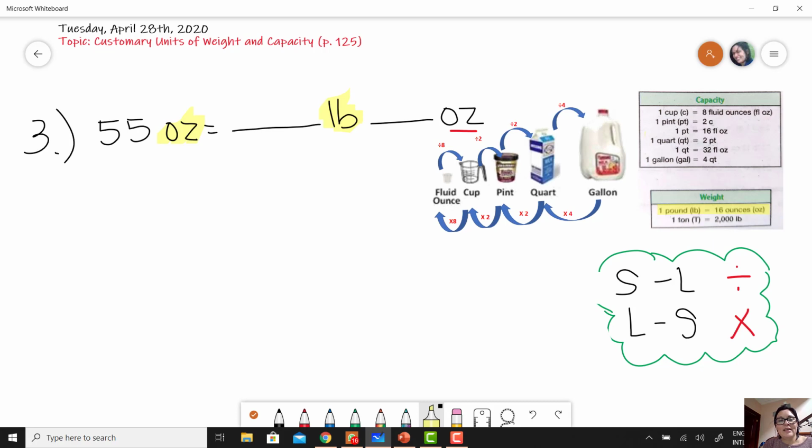What is bigger? The pound or the ounces? La libra o la onza? Una onza es algo así chiquitito y la libra de frijoles es más o menos como así. ¿Qué es más grande, la libra o la onza? La libra. So in here we are changing from ounces to pounds, to libras. So we are changing from small to large, smaller to large. From smaller to large we have to divide. Look in here. We have to divide. So we have to divide by what? By 16 ounces because 1 pound has 16 ounces.